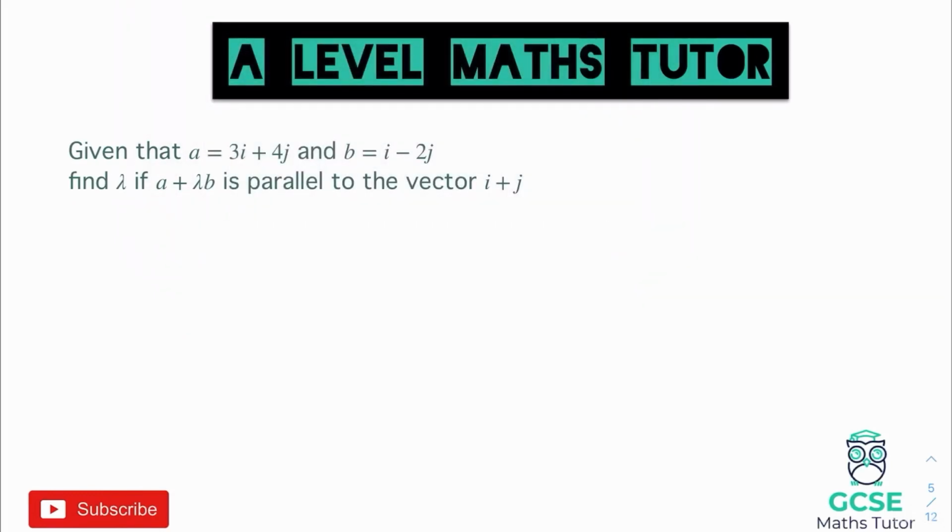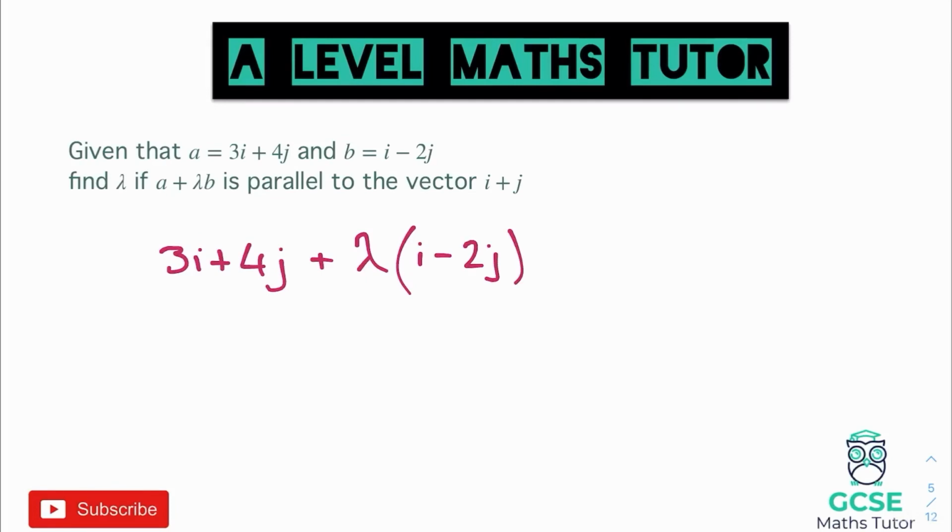Okay, so this question says, given that a is 3i plus 4j and b is i minus 2j, find lambda if a plus lambda b, or a multiple of b, is parallel to the vector i plus j. That's a little bit more complicated because we've got i and j in there, but we'll have a look at how we approach this one. So to start with, let's write it out. So we've got 3i plus 4j, which is our a vector, and then we're going to add to that a certain amount of b, so lambda lots of i minus 2j.